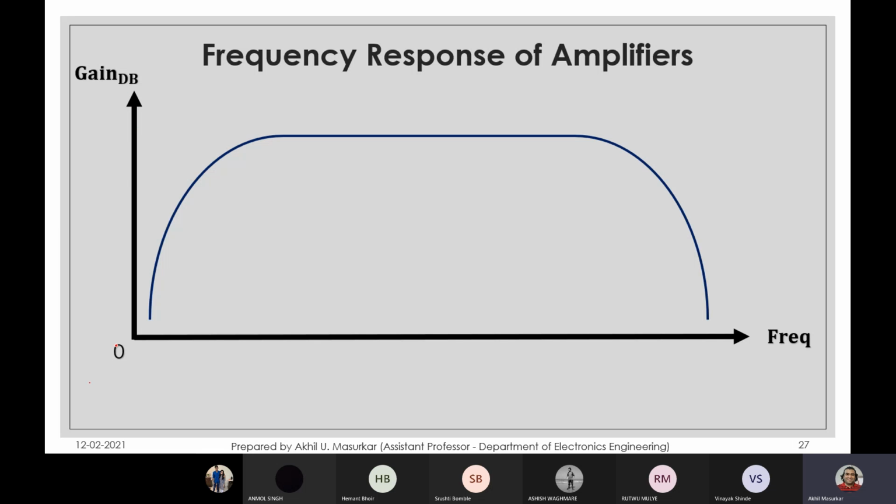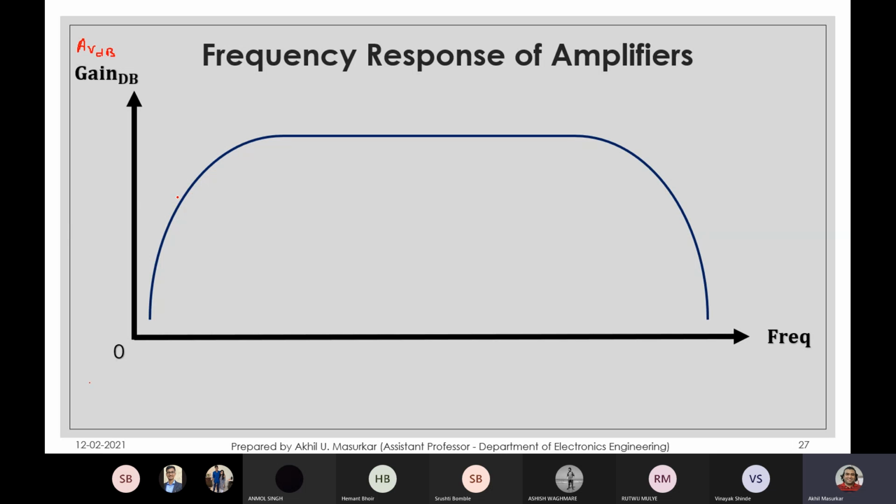Just draw this X and Y. On Y you will show gain in dB. Generally that is called AV, in dB. Gain is the short form for voltage gain, AV, and then we have this particular curve. Once you have drawn this curve, just write done in the chat box.